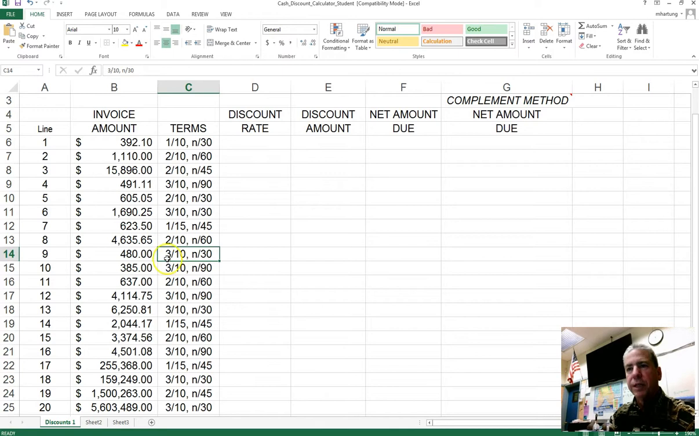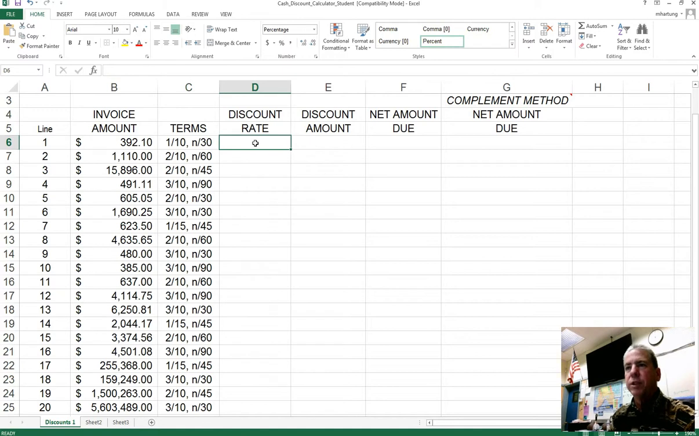3%. Take a 3% discount if the invoice is paid within 10 days. If it's not paid within 10 days, the net amount or total amount is due within 30 days. So that's how you read these terms of payment for these particular invoices.